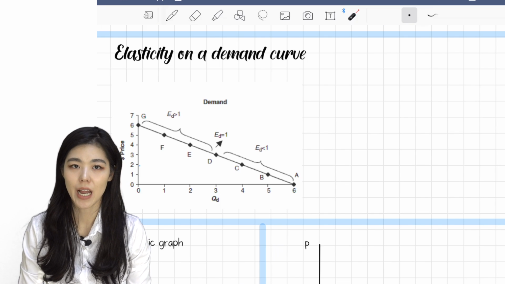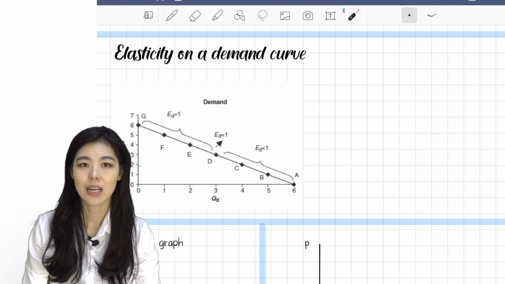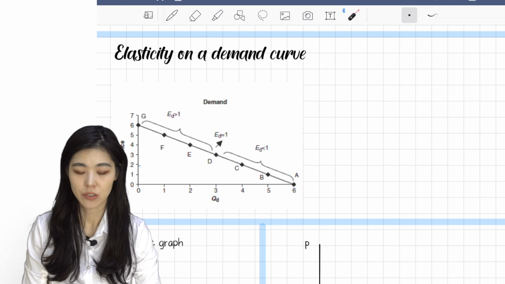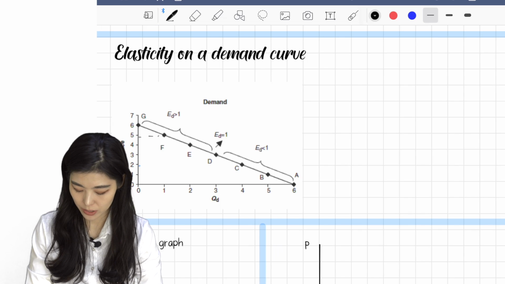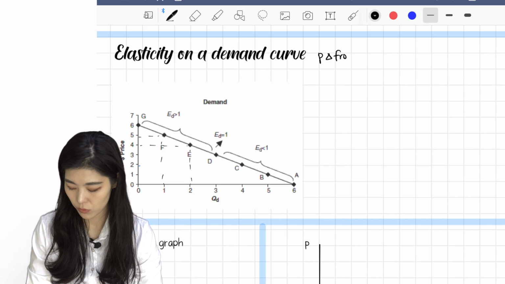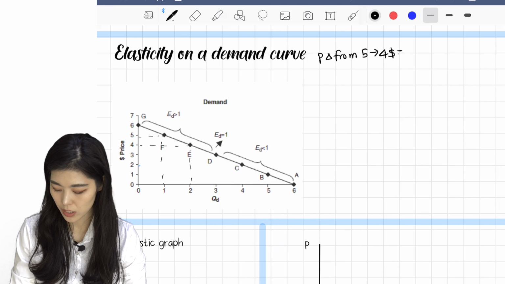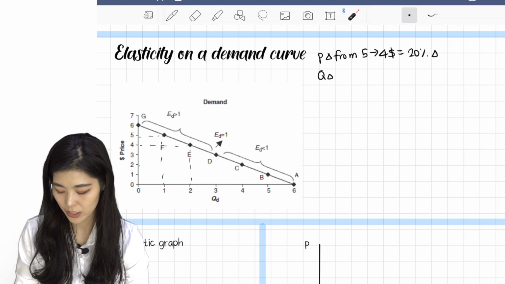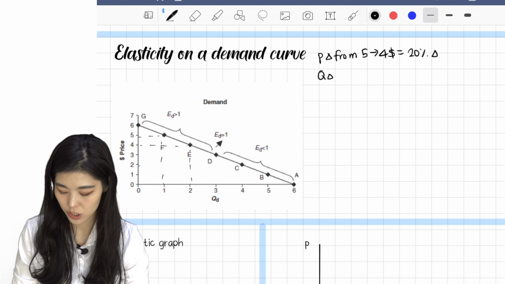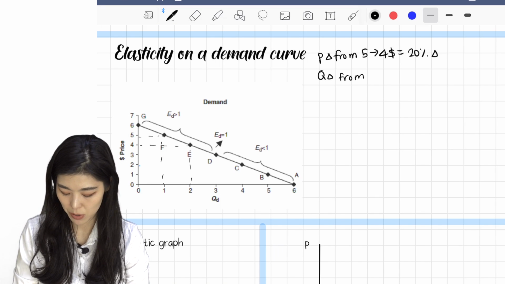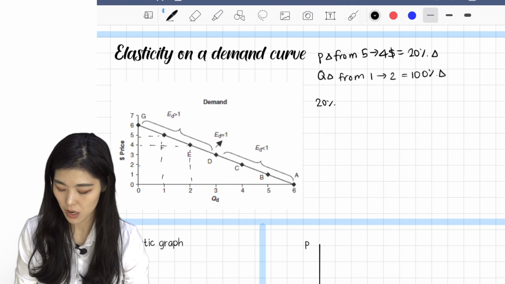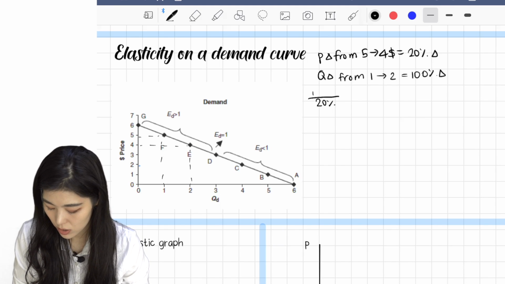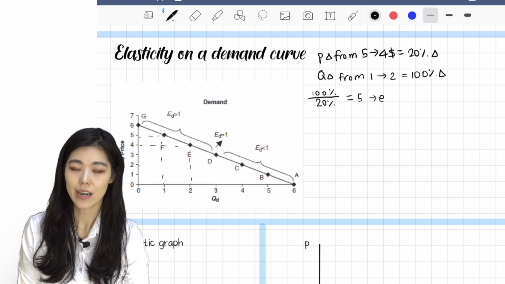To make sure that you understand properly, I will explain with numbers a little bit. Elasticity at the top of the graph: the price change from $5 to $4 is like a 20% change. Percentage of price change is 20%. Percentage of quantity change, as it's now cheaper, from quantity 1 to quantity 2, that's a 100% change. So the percentage change of price goes at the bottom. So there's 20 and 100. That makes a 5. It's elastic.